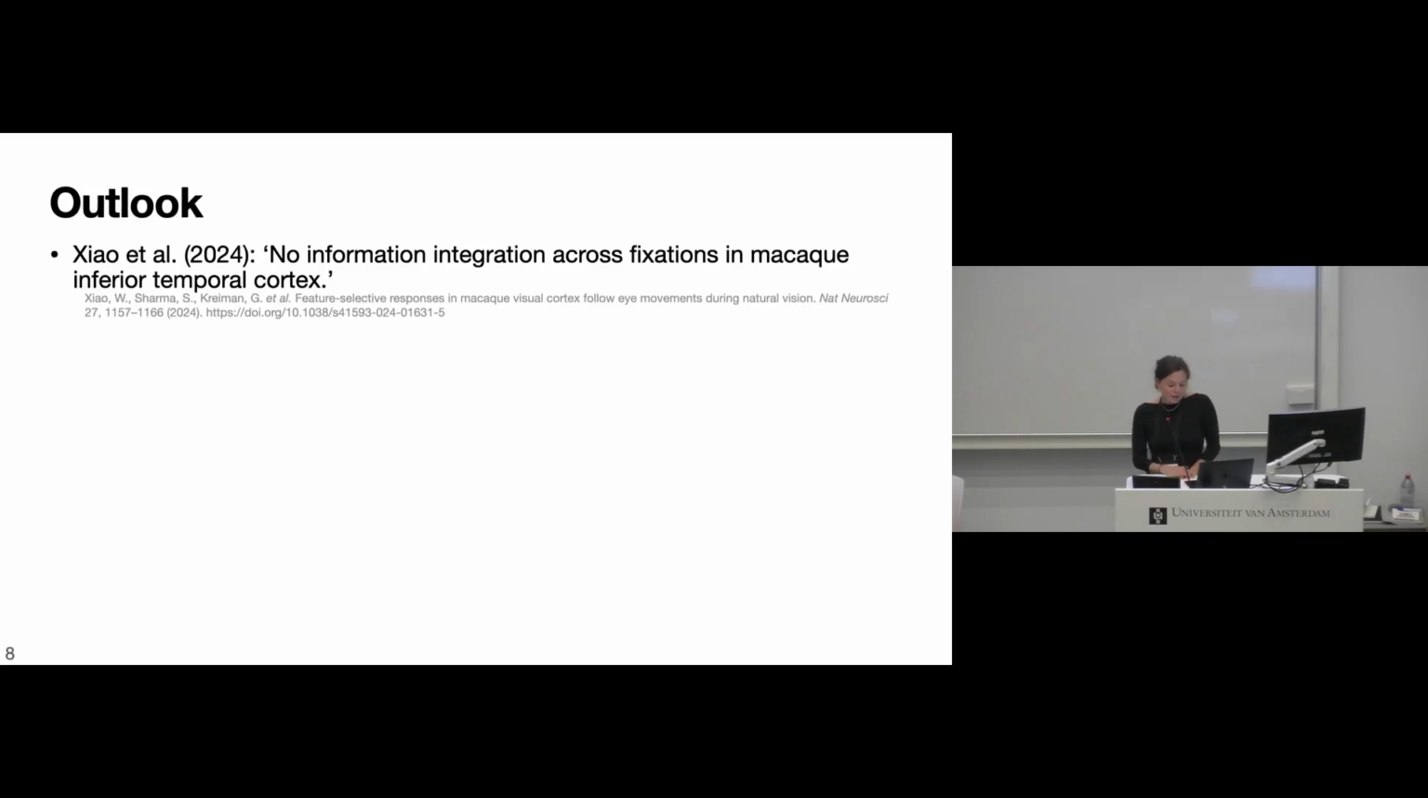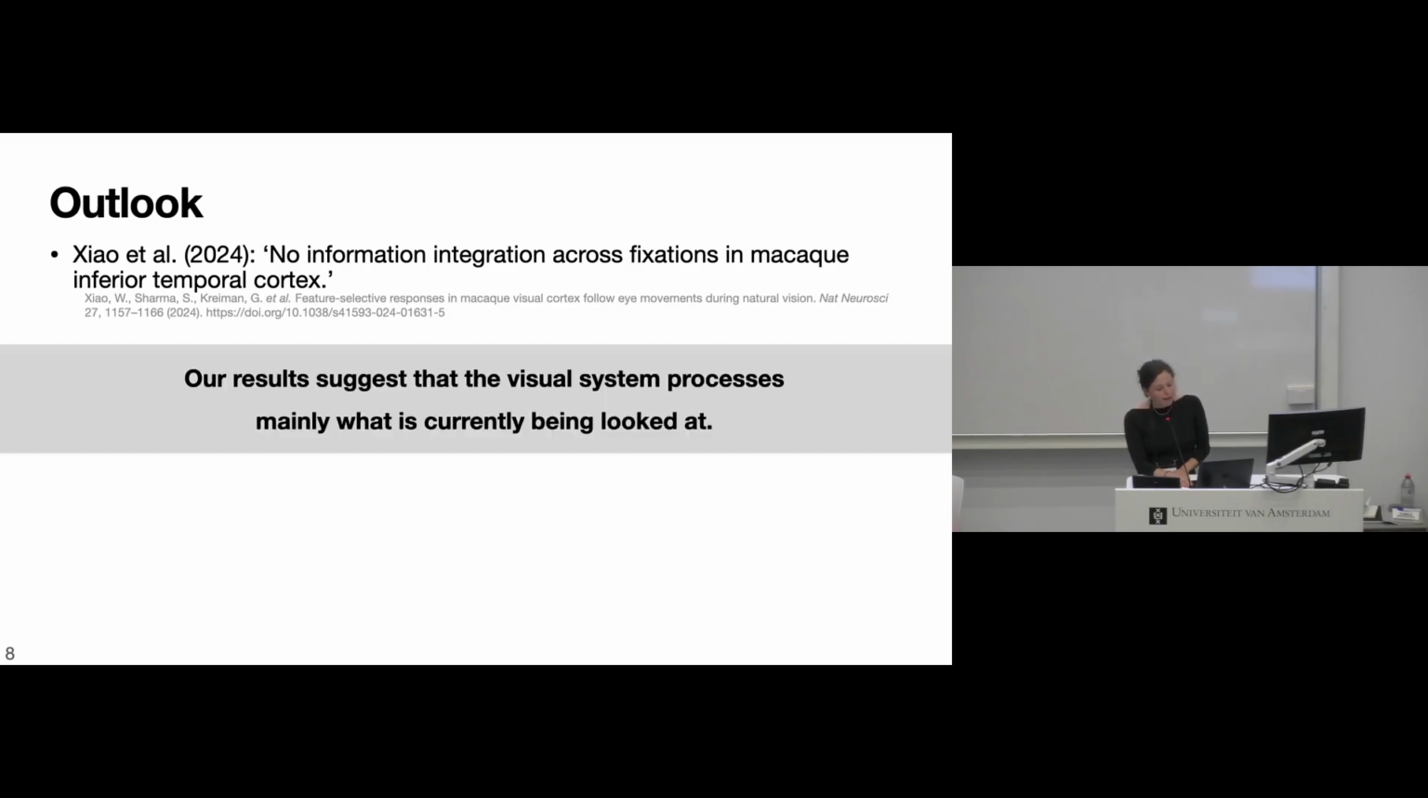Now these results do fit a recent finding by Xiao et al., who found no integration of information across fixations in macaque IT. And these results might seem surprising because, at least in our case, our participants did have the task to give a verbal caption in the end, which at some point in time needs the integration of information. So for the regions we were looking at, our results suggest that the visual system really is only busy with processing what you're currently looking at.